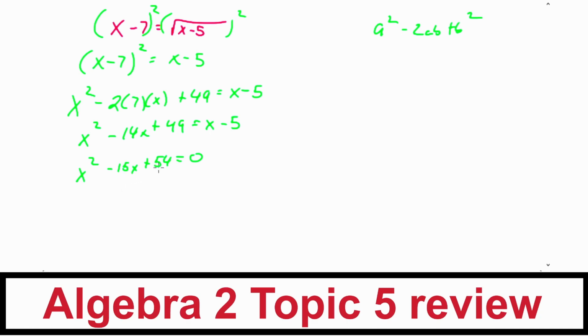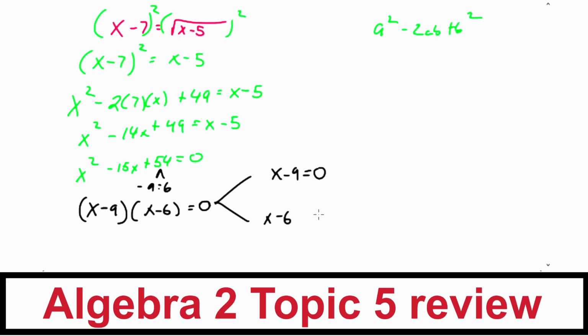Well, what two numbers multiply to 54 add up to negative 15? 54 can be broken down, in my mind, to 9 times 6. Those two are not going to add up to negative 15, so I'm going to make these negative 9, negative 6. And that's going to leave me with x minus 9 times x minus 6 is equal to 0. And then I can break these guys apart to find my two roots. This is x minus 9 is equal to 0. This is x minus 6 is equal to 0.